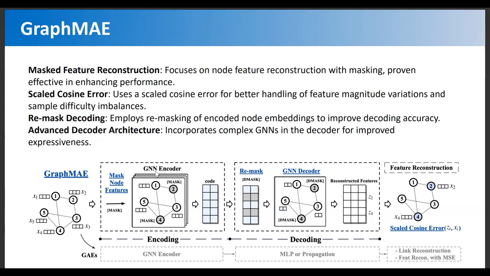via a GNN encoder into node representations, and then we will try to recover the node features of the masked nodes, the node features of nodes 2 and 4, from all other parts via another GNN decoder. So in other words, in GraphMAE, we reconstruct node features of masked nodes based on the graph structure and the information of all other nodes.